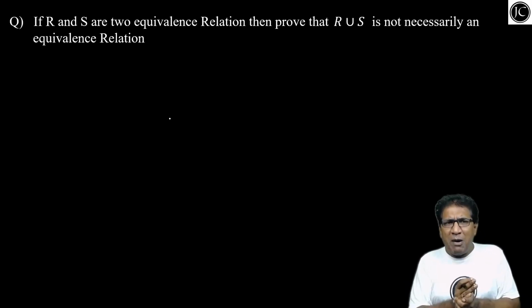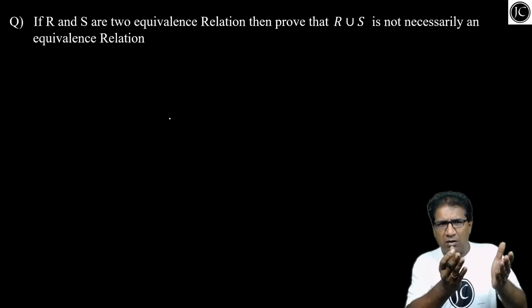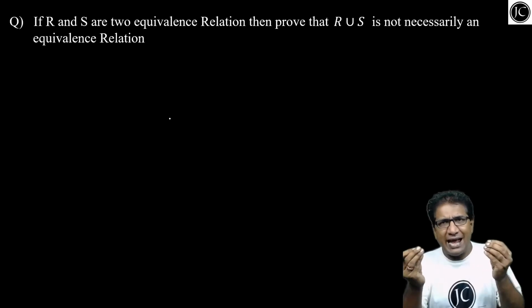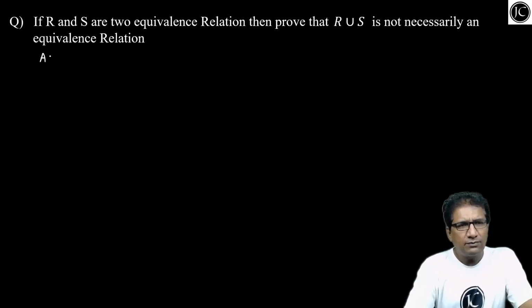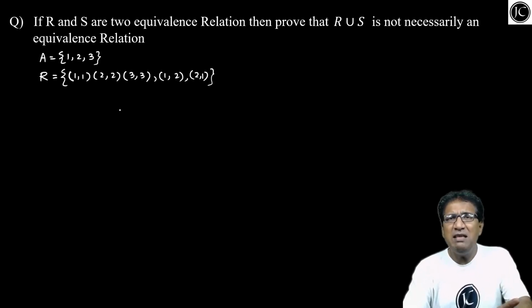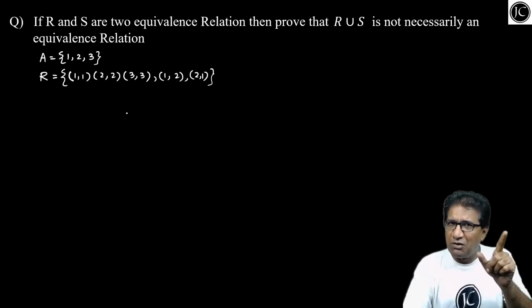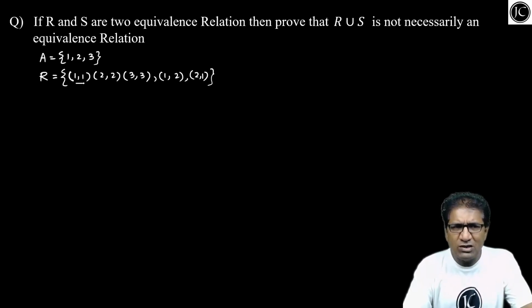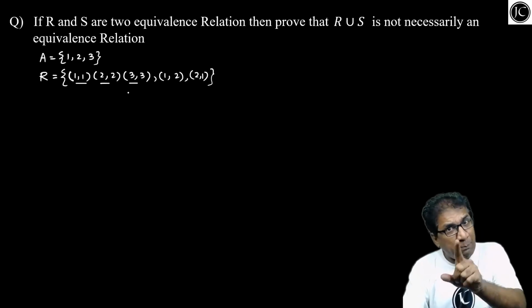So it is better to prove this given question by means of taking an example. Let us say A is a set of elements 1, 2 and 3. And R is a relation defined on A in such a way that R consists of the elements 1,1, 2,2, 3,3, 1,2 and 2,1. Now look at carefully. R is very much an equivalence relation. Why? Because it is reflexive. Because all the elements of A are present here in their pairs.